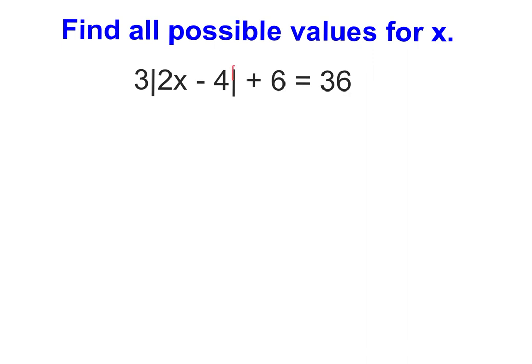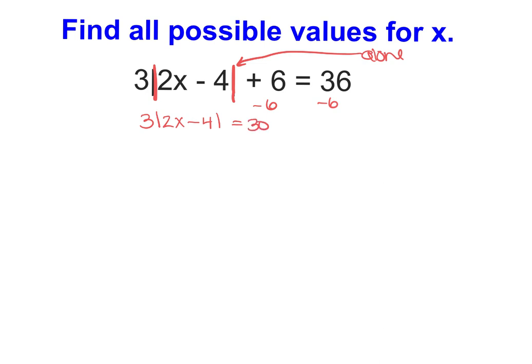So here we can see that we need to get our absolute value by itself. We know that that is our first step, because we can't break into that absolute value and we can't break anything out until we get it alone. So from here, we're going to start by subtracting 6 in order to get that absolute value alone. So here we have 3 times the absolute value of 2x minus 4 is equal to 36 minus 6, which is 30.